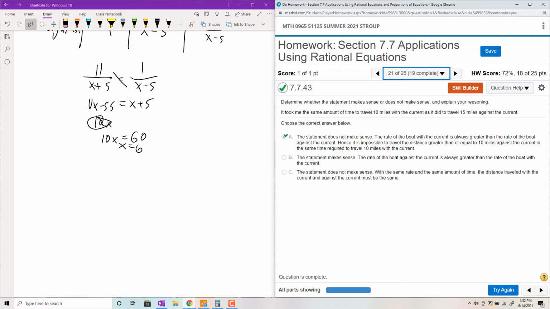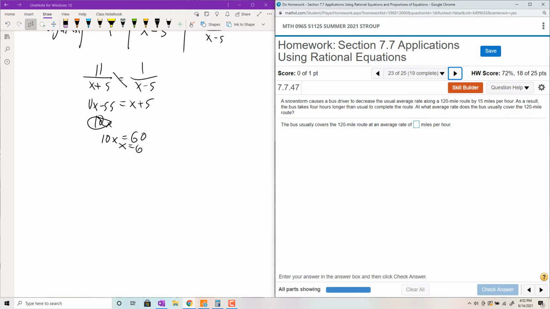Determine whether a statement makes sense and explain your reasoning. It took me the same amount of time to travel 10 miles with the current as it did to travel 15 miles against the current. The problem with this is if you're going against the current, you're going to be going slower. So there's no way you could travel 15 miles against the current in the same time as 10 miles with the current, because you'd be going slower. So that one just does not make any sense. Okay, so those are some interesting questions.